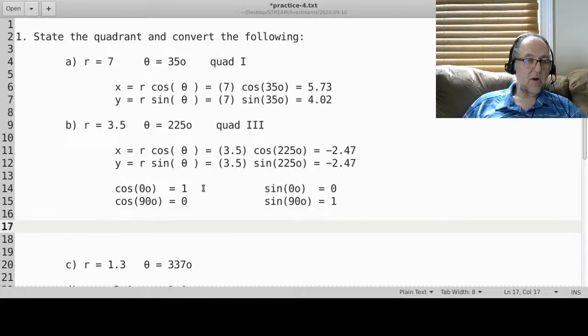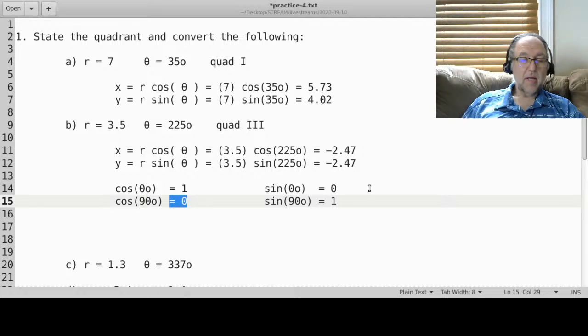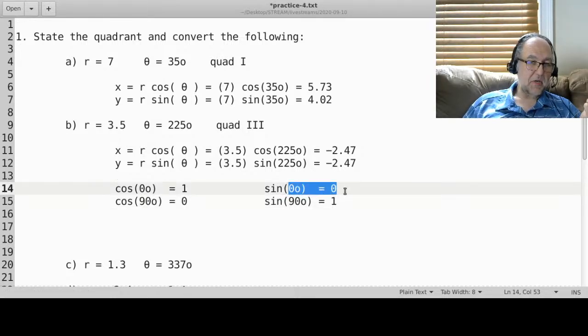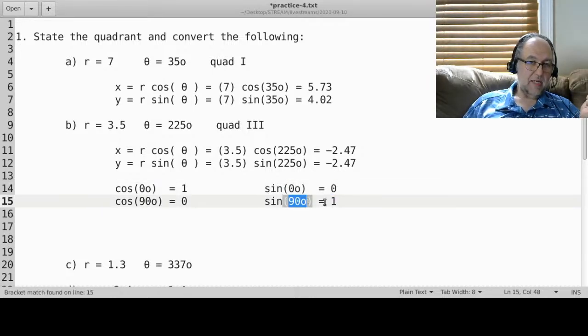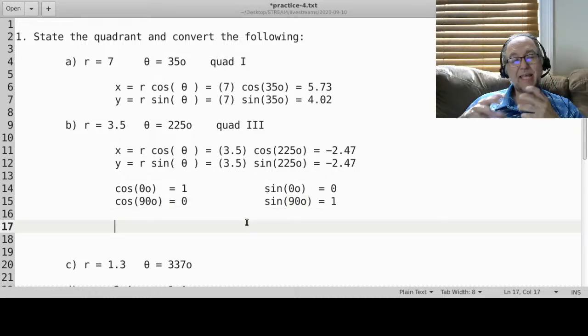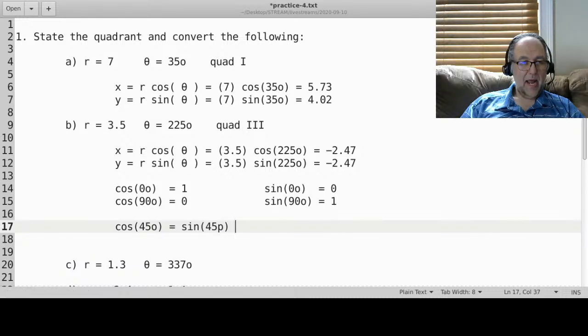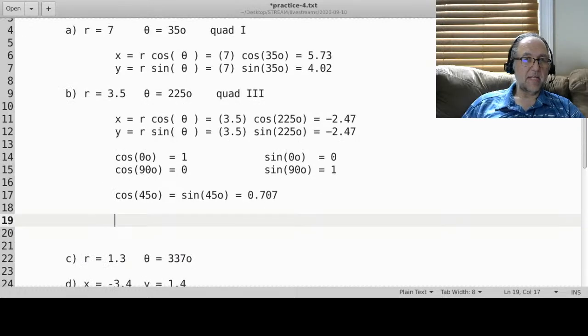And what you notice is that the cosine starts at 1, and as you go up to 90, it decreases to 0. Conversely, the sine starts at 0, and as you go up to 90 degrees, it goes up to 1. So they go in the opposite direction. They're actually equal to one another at 45 degrees. So cosine of 45 degrees is equal to the sine of 45 degrees, and they're both equal to 0.707, like that, okay? And there are some more decimals there, but again, I'm just rounding off, okay?